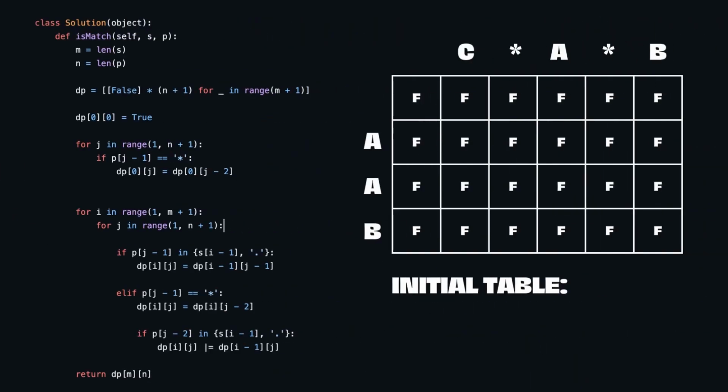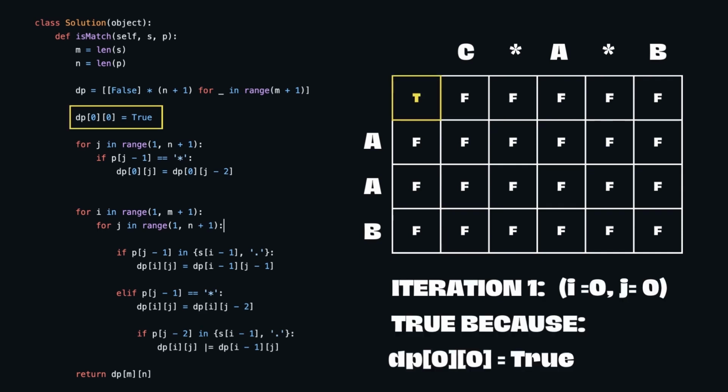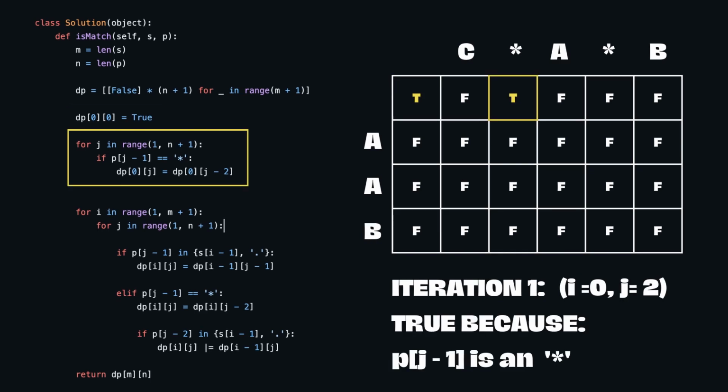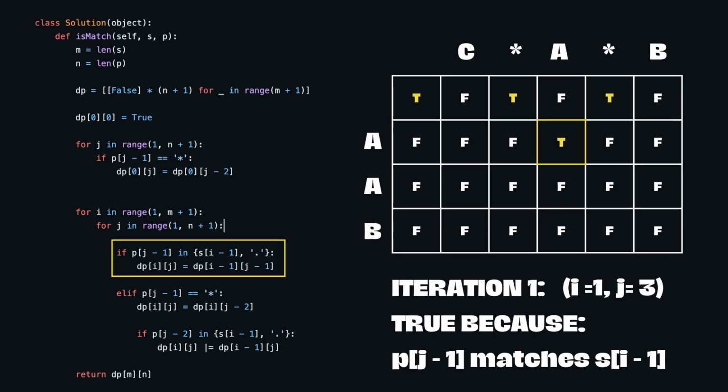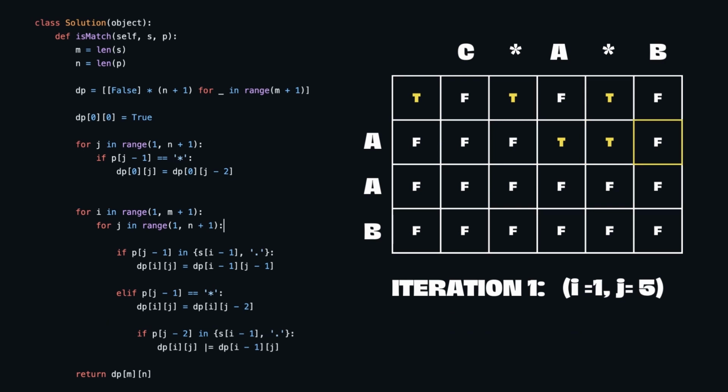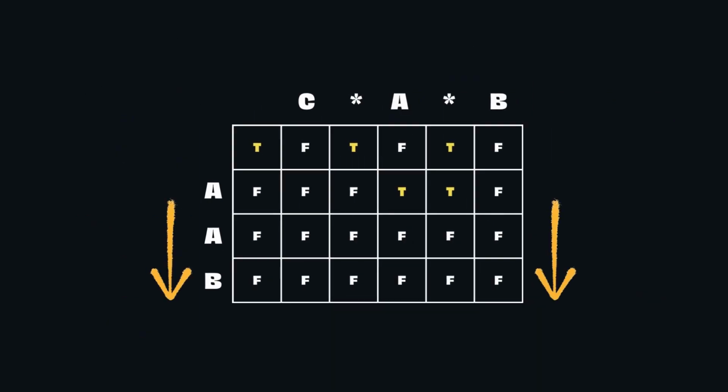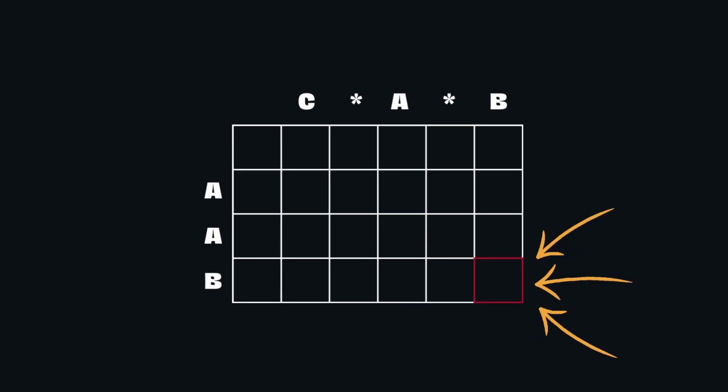Here's the initial table. This is true because of the base case. This is true because of the asterisk condition we set for empty strings. Same here. This is true because the letters are the same. Here we have another asterisk. This table will keep on updating each value in the table until the end is reached. At that point, the final value in the table will be the output.